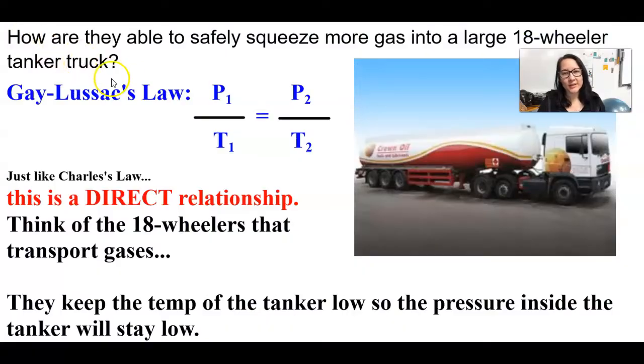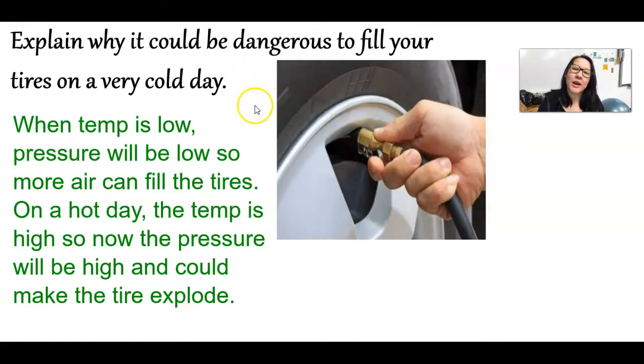So with Gay-Lussac's law, let's consider how they're able to safely squeeze more gas into a large 18-wheeler tanker truck. If you consider pressure and temperature have a direct correlation, then they can keep the temperature very low, which keeps the pressure very low inside of the tanker truck. How could it be dangerous to fill your tires on a very cold day? Well, when the temperature is low, the pressure is low, and so you could put more air in your tires than maybe you're supposed to. And then if you get the tires hot, then the temperature will increase, causing the pressure to increase, and so they could explode if actually you have a higher pressure than you're supposed to at that hot temperature.